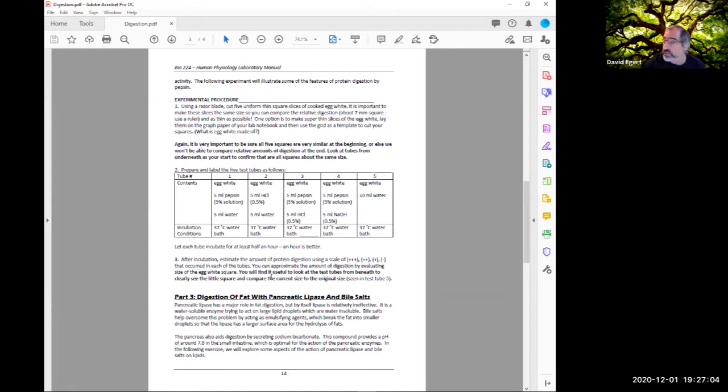Gastric digestion of protein. Again, we're going to have little egg whites that are all the same size when we start. We have egg white and pepsin, just in water. We have egg whites with hydrochloric acid, which is going to make it low pH. We have egg whites with an alkaline solution. Well, no, I'm sorry, this is just acid. This is pepsin and acid. This is pepsin and a base. And then this is egg whites just sitting in water on its own.